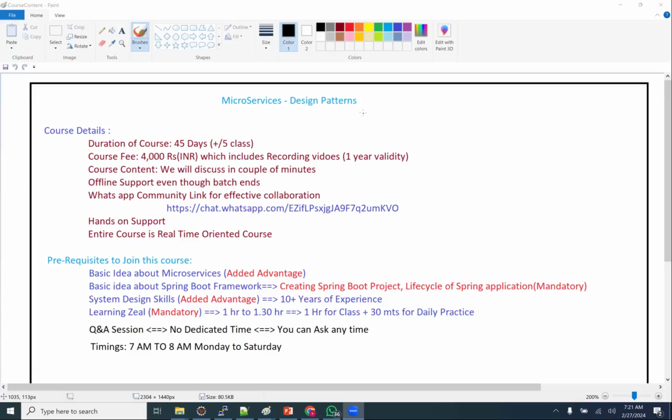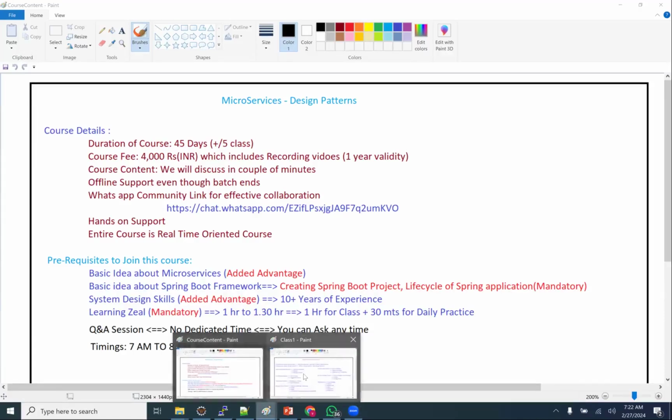The timings are 7 to 8 a.m., Monday to Saturday. Sunday no class unless we have a holiday. I'm a working professional, but I'm in the morning time, so I don't have any conflict. So mostly Monday to Saturday. If any personal journey comes up and no class happens on one day, I'll take it on Sunday. This is at a high level.